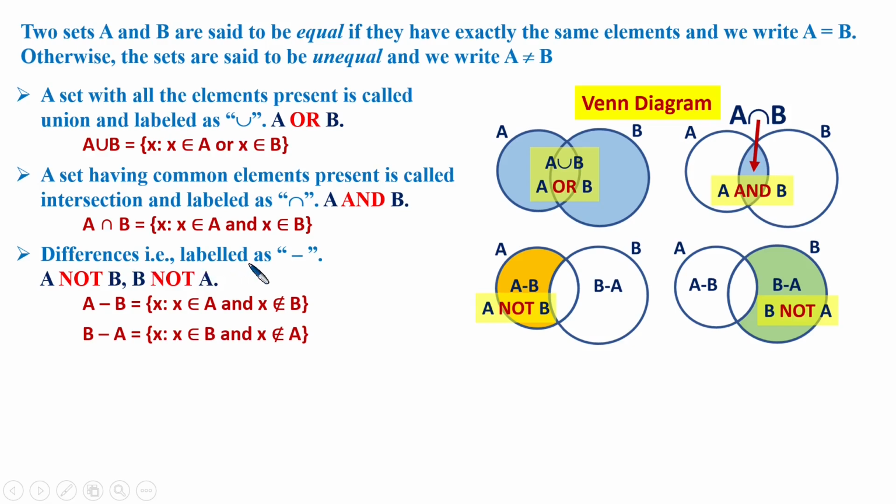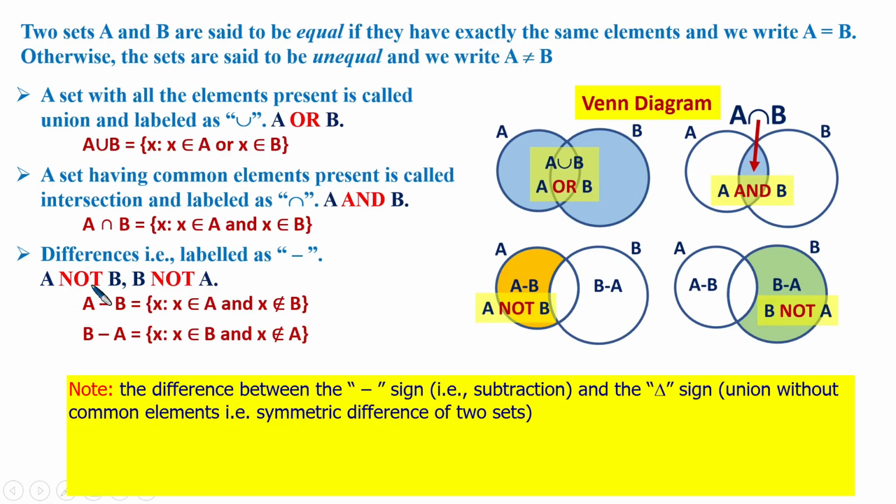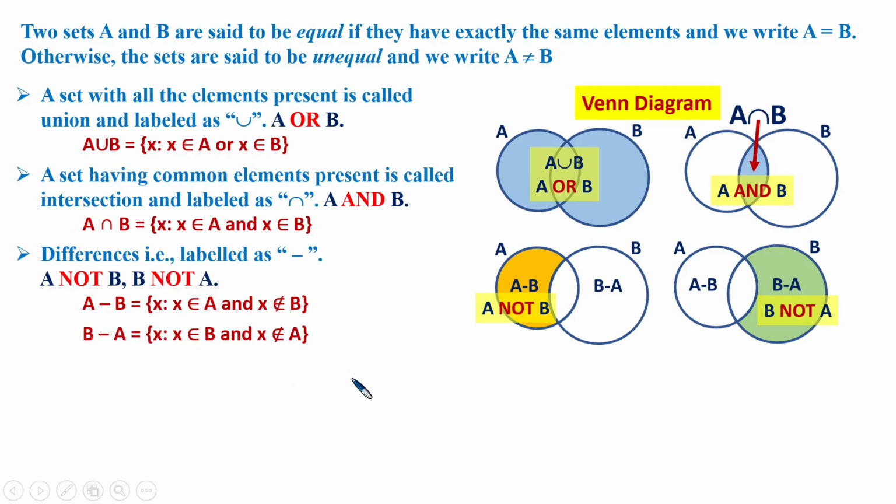And difference is labeled with a minus sign, that is A not B or B not A. As I mentioned earlier in the Venn diagram, I write A minus B in set builder form as X such that X belongs to A but does not belong to B. Similarly, B minus A is X such that X belongs to B and X does not belong to A. These are very simple, and I am going slowly because these are new concepts to you all.